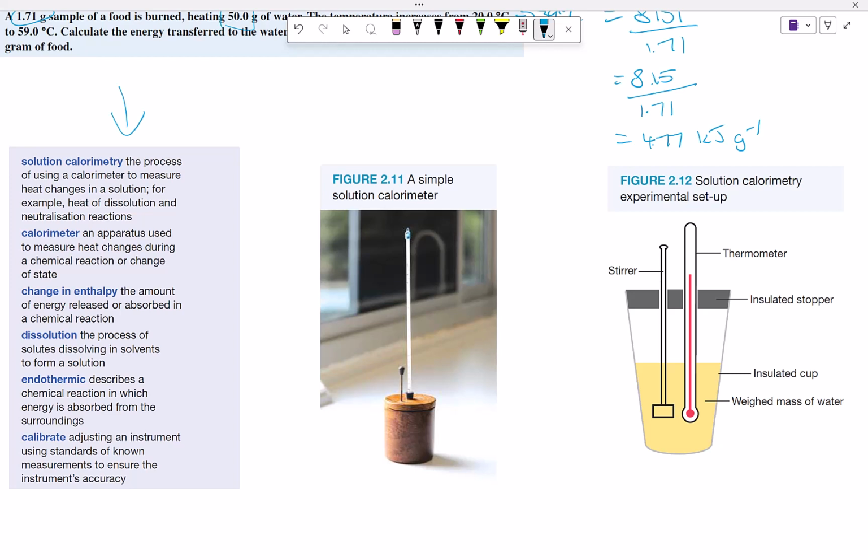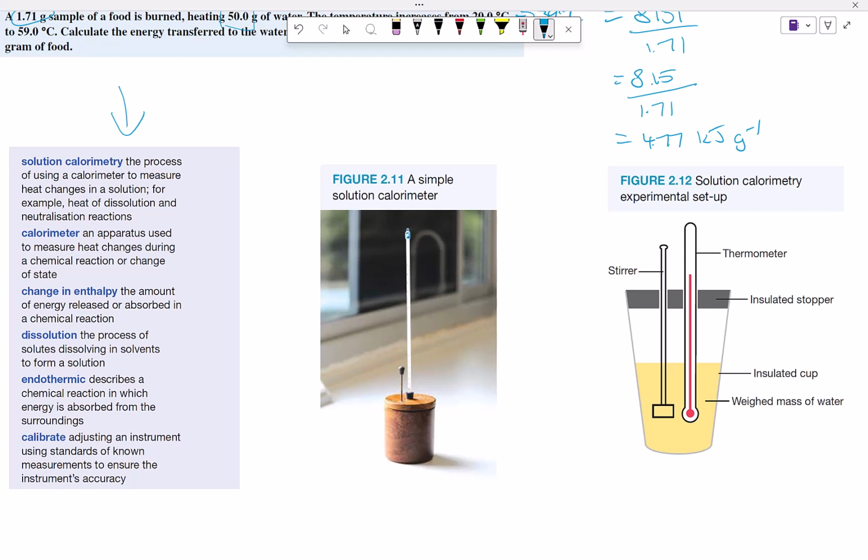The change in enthalpy is the amount of energy released or absorbed in the chemical reaction. When we talk about dissolution, that's when we get solutes, like a salt, dissolved in a solvent to form a solution. Endothermic is a sort of chemical reaction where the energy is absorbed from the surroundings.